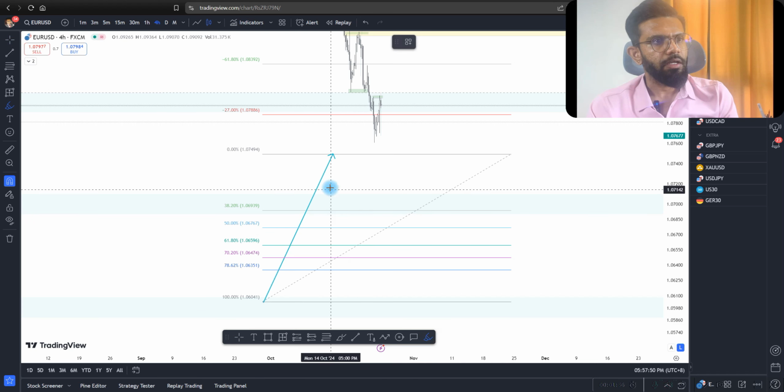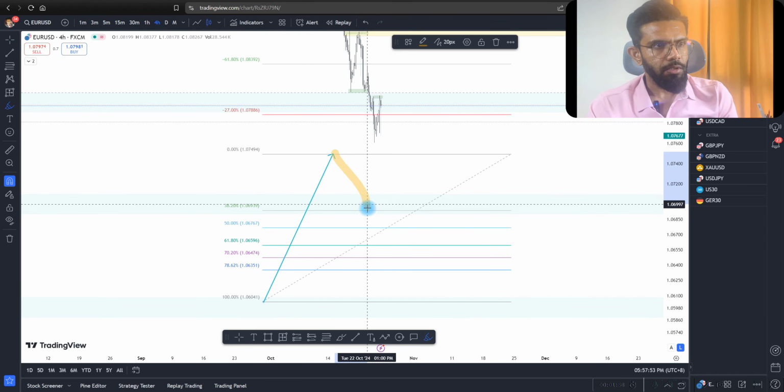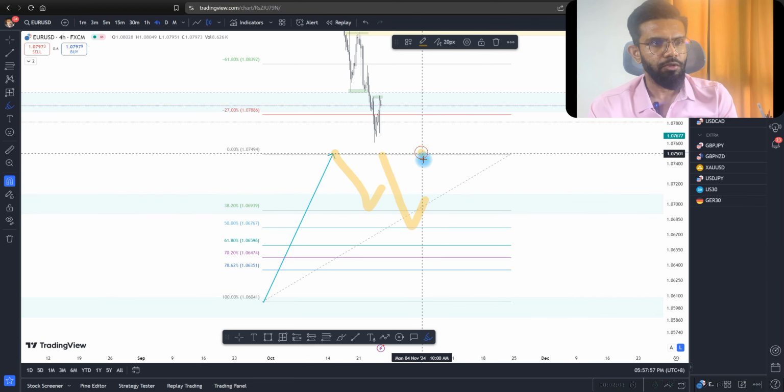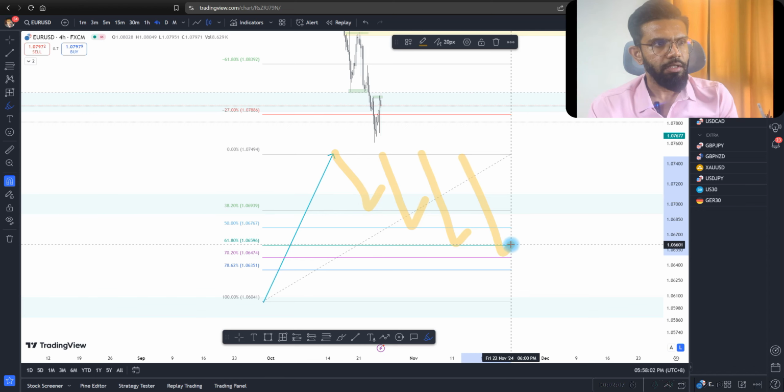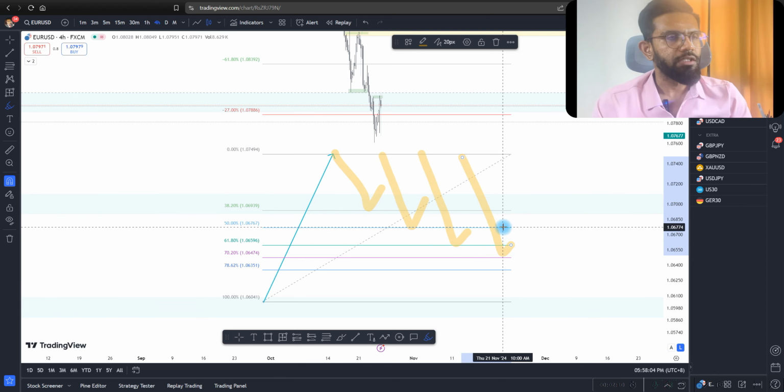So what does it mean? When the market comes down, maybe to 38, you want to look for bounce back. Or maybe when market comes down to 50%, and then you want to look for bounce back. Market comes to 61%, you want to look for bounce back, and when market comes to 71%. So just now the Fibonacci retracement has 61.8, right?